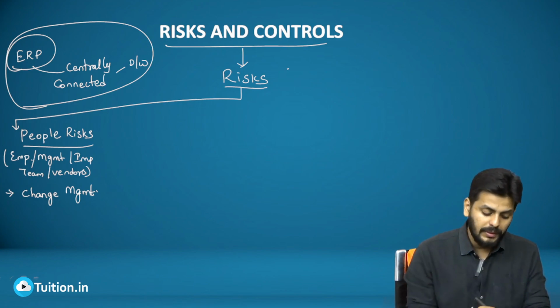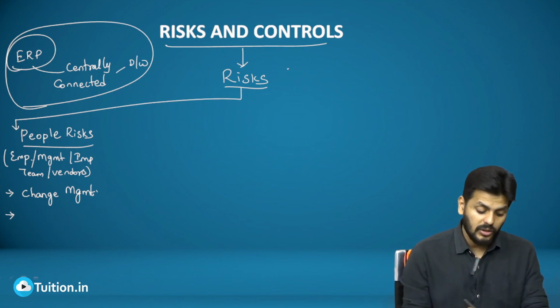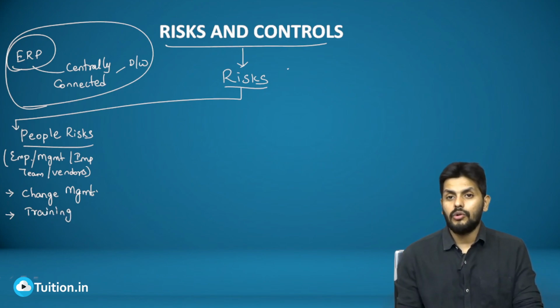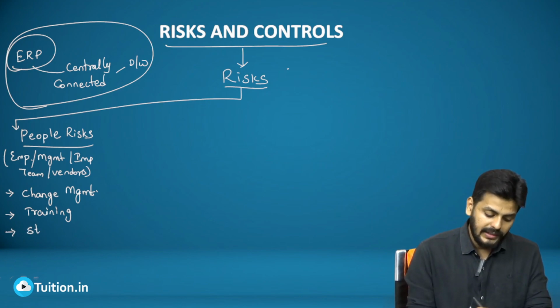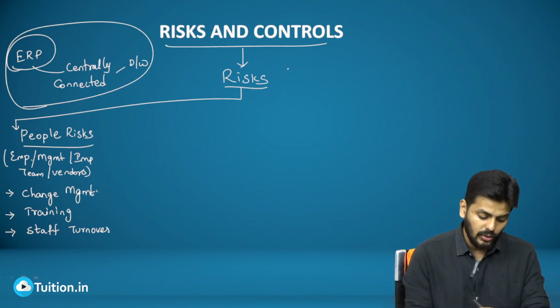And when you don't want people to run away from your organization because they don't want to work on the ERP, train them. If proper training is not given, they will not know how to work on the ERP. It's a big risk, and then people may leave the job and go. Staff turnover. They may not be happy with what's going on in the new ERP, so they may leave and go.